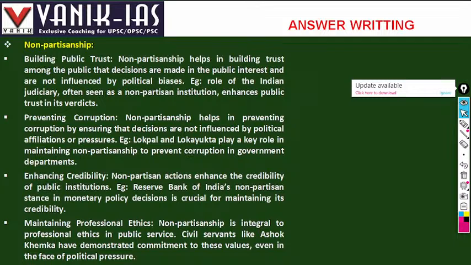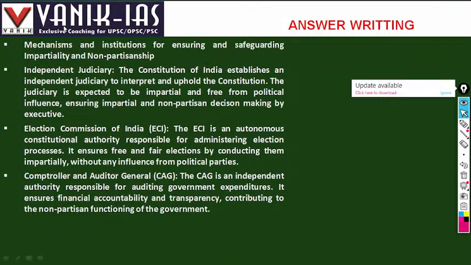Enhancing credibility. Non-partisan actions enhance the credibility of public institutions. The RBI's non-partisan stance in monetary policy decisions is crucial for maintaining its credibility. Maintaining professional ethics. Non-partisanship is integral to professional ethics in public service. Civil servants like Ashok Khemka have demonstrated commitment to these values even in the face of political pressure.